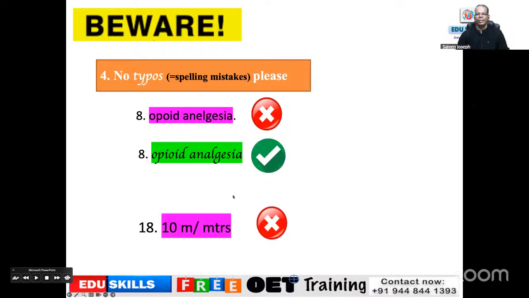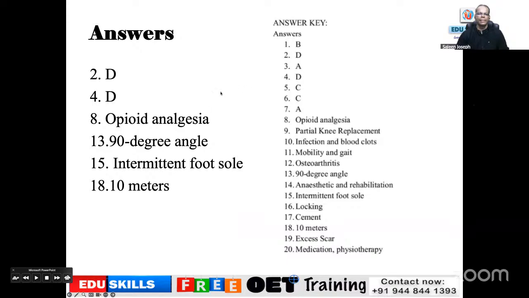Ten meters, MTRS, all these are wrong because 10 meters is clearly given in the text. You have to copy and paste. These are very, very important things. Please take note of that. So these are the answers.